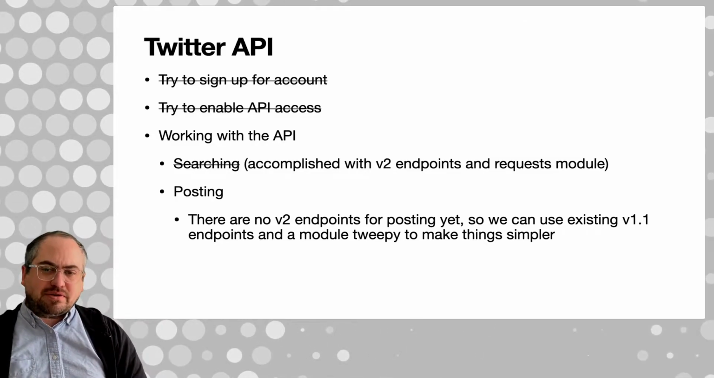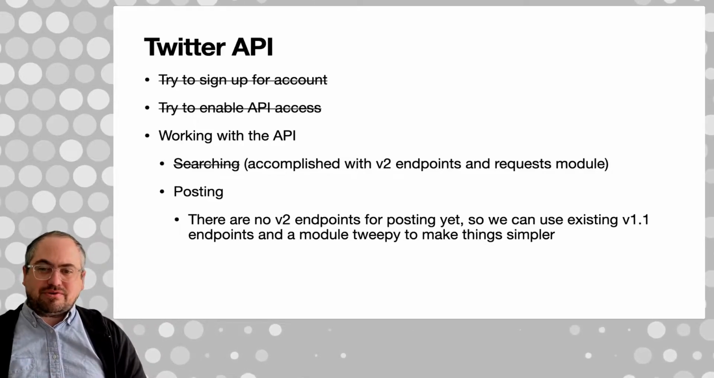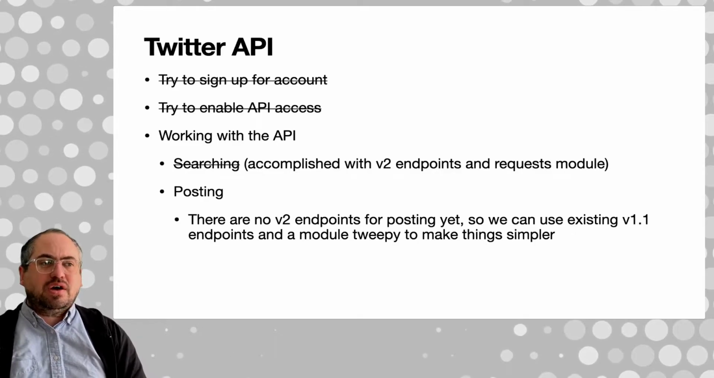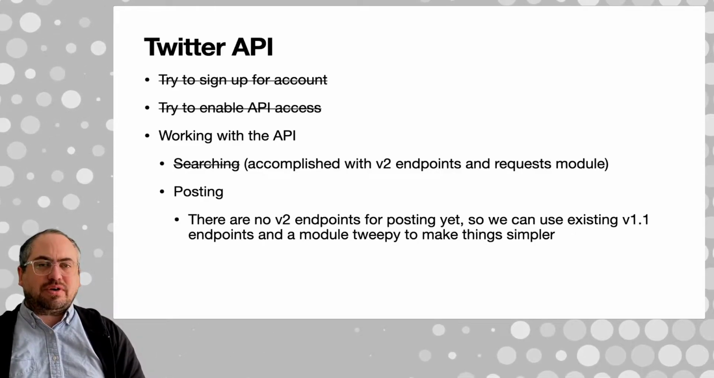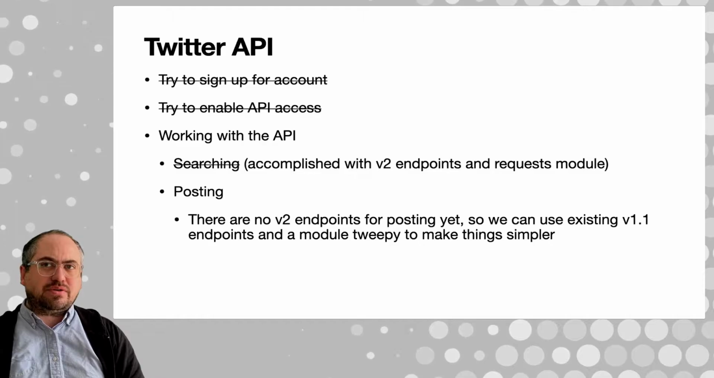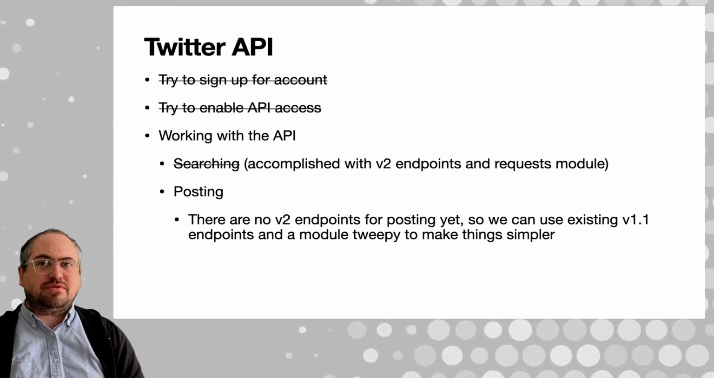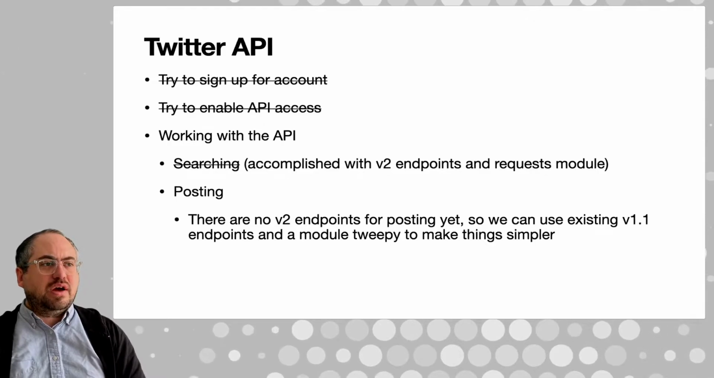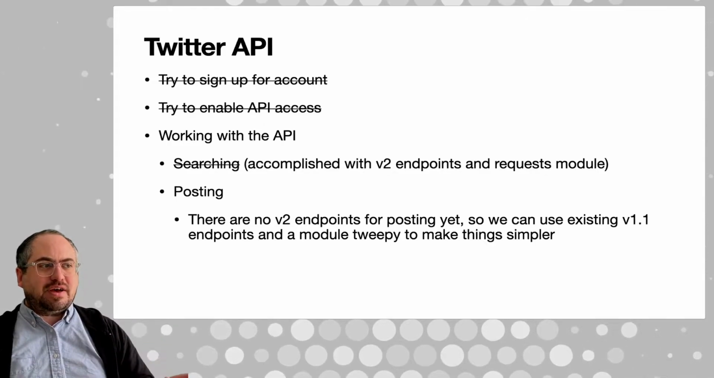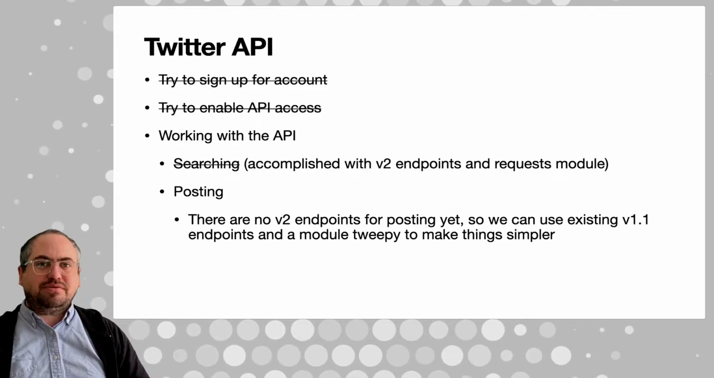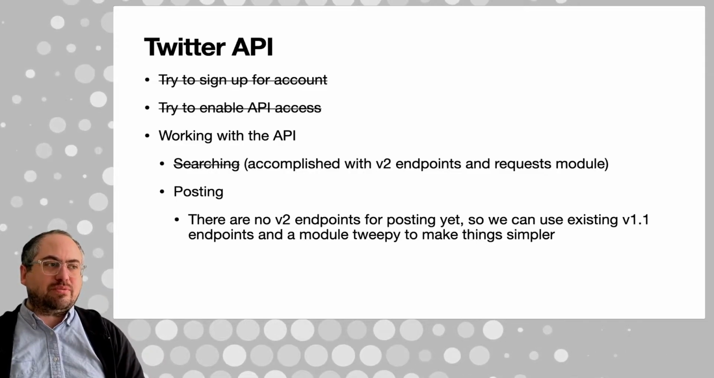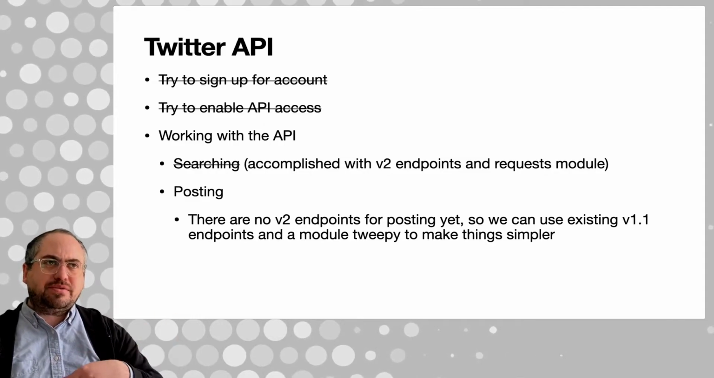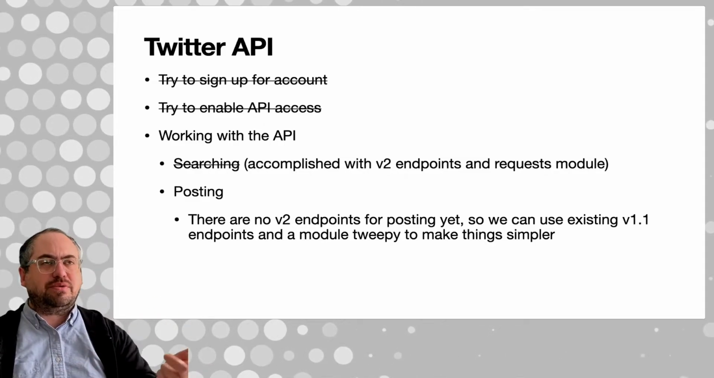And we discovered that there are these newer version 2 endpoints for searching the existing tweets. So in the last video, we went over using Twitter's new V2 endpoints to search for existing, historical tweets. We were able to use just the new endpoint and the request module to do that searching, and that was working pretty well. But we didn't get into posting, right? So we can read from Twitter, but we haven't really posted or written to Twitter yet.